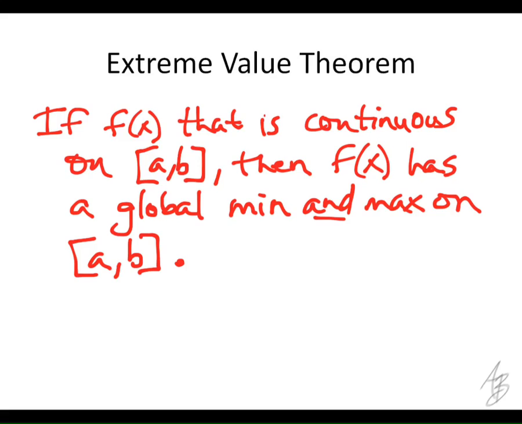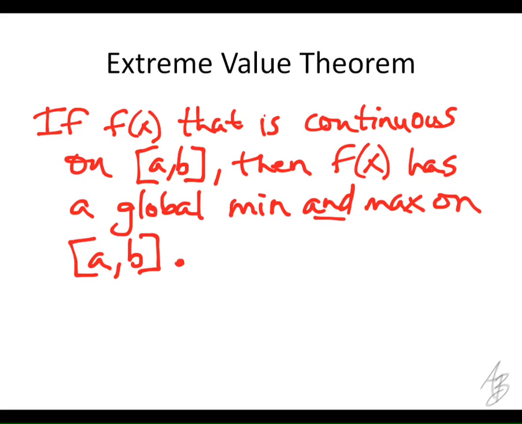So this kind of gets at what you guys were telling me earlier. If we have a function with two endpoints and we try to draw a continuous function from one endpoint to the other, at some point we have to have a minimum and a maximum on that interval. Yes? Okay.